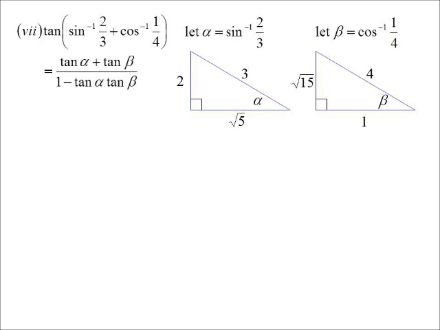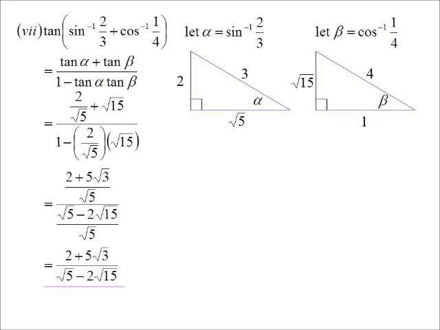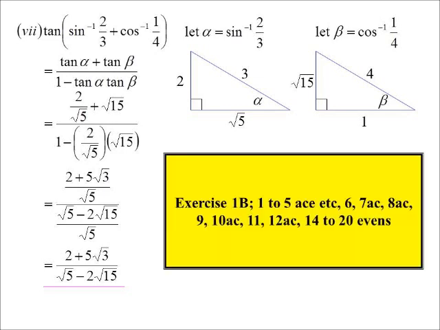And now, tan plus tan on 1 minus tan tan. Let's sub in and play around with all our ratios. And eventually we get, whoa, what a great expression. 2 plus 5 root 3 over root 5 minus 2 root 15. Feel free to rationalise the denominator if you wish. So 1b, playing around with these inverse trig and manipulating them to get answers.